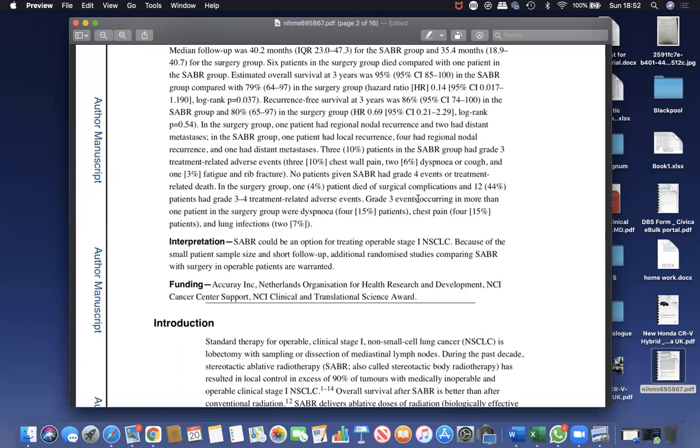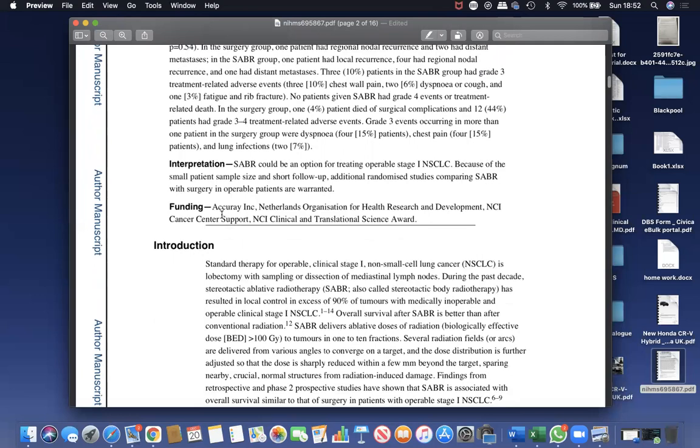And they're talking about grade 3 events. Yes, sir. But in their lot, grade 3 is okay. It is the grade 4 that is not okay. So in surgery, if you get a grade 3 event, that is bad. But in a SABR, if you get grade 3, that's okay. Okay. Let's go. Next line.